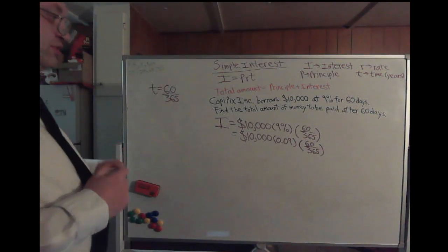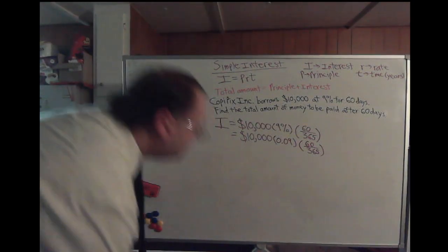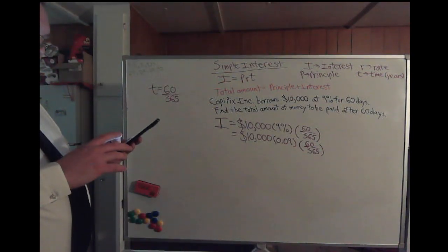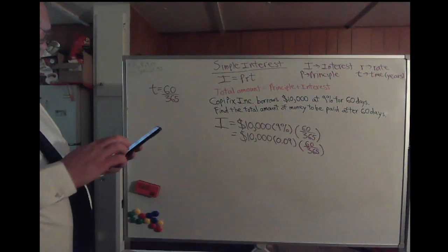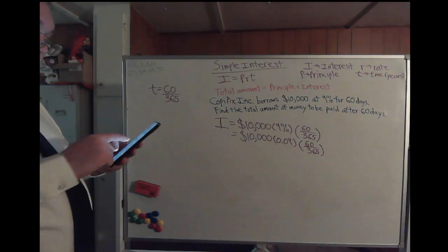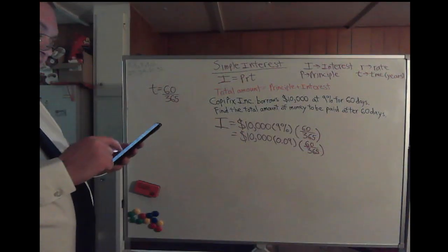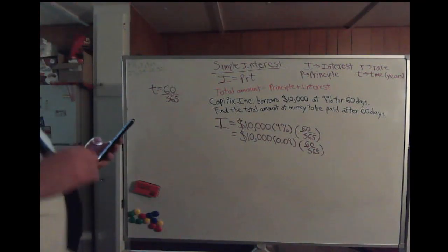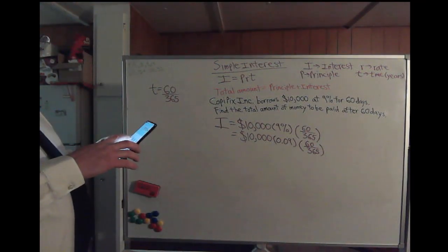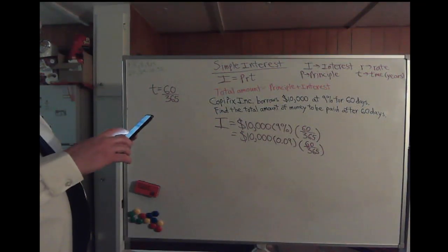Alright, so we can plug this into our calculator, but when you plug something like that into your calculator, make sure you use parentheses, because the calculator will be able to separate stuff pretty well if you use parentheses. Alright, so these two multiply. 10,000 times 0.09 gives me 900. I need to do 900 times, in parentheses, 60 divided by 365.